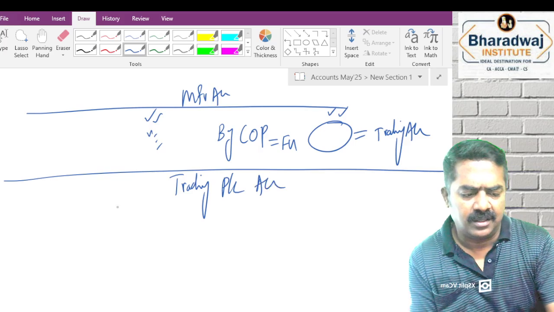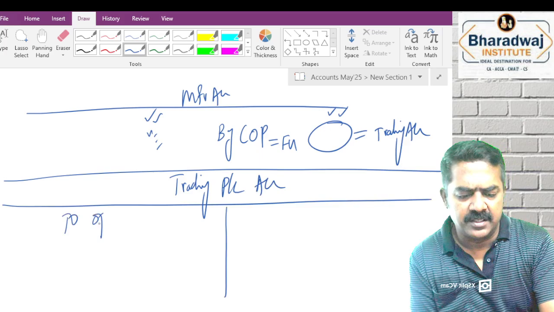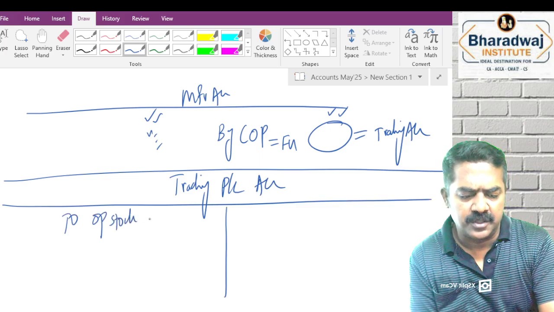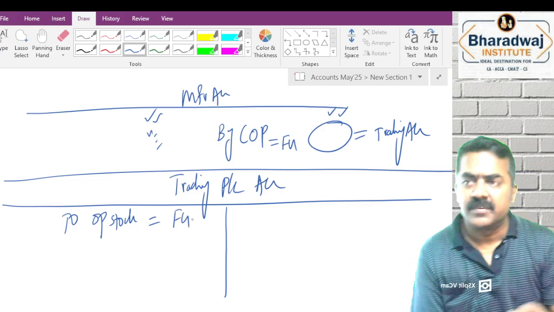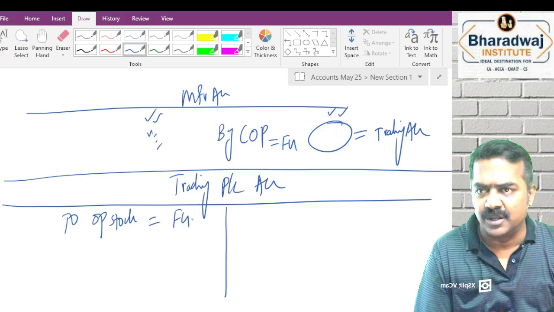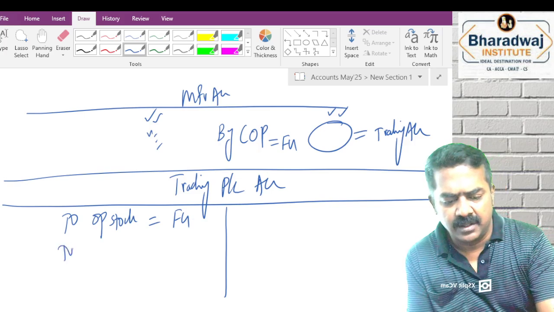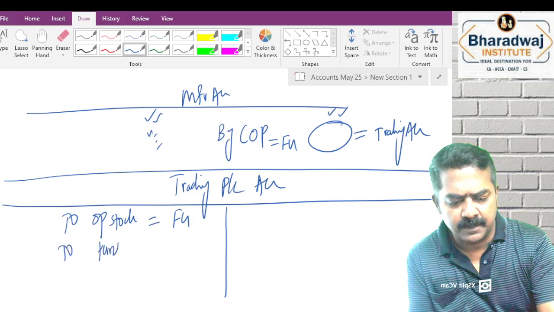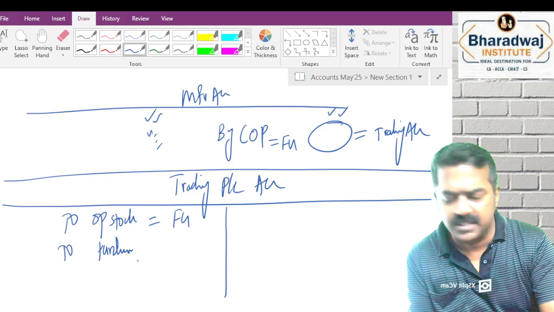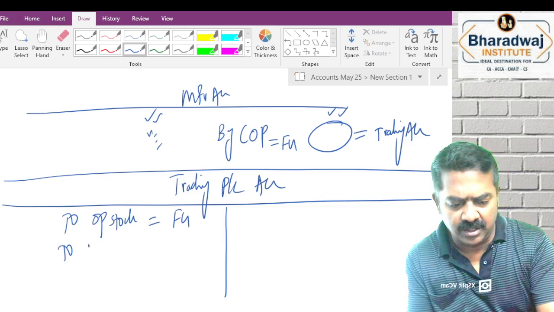Next, for a manufacturer, they will prepare the trading and profit and loss account. To opening stock. This is which stock? Finished goods. Because raw material and WIP get adjusted in which account? Manufacturing account. Here opening stock of finished goods will come. To purchases, there is none, because is he purchasing or manufacturing? So it will come in manufacturing account.